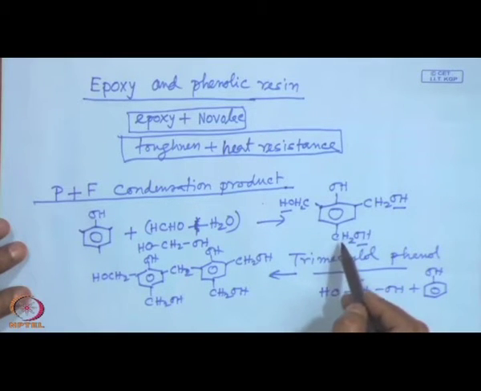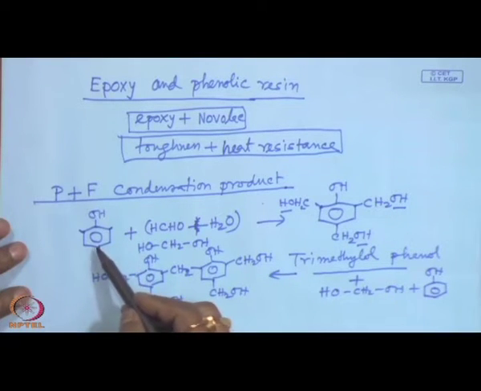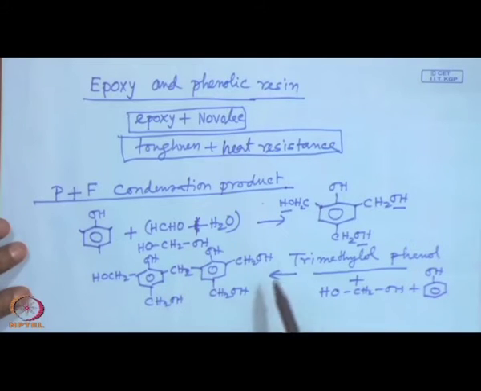Now, one thing can be explained here: while phenol and formaldehyde are present, whether it will grow in this direction or in this direction, because this is also reactive, this can also react with another phenol, this can also react with another phenol. So, in all these directions, it can react. Ultimately, it can grow and form a highly viscous as well as gel-like 3-dimensional network product.